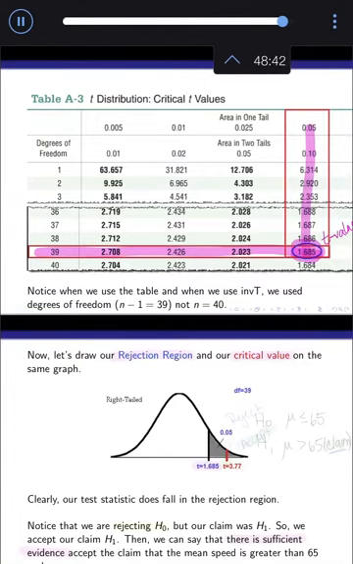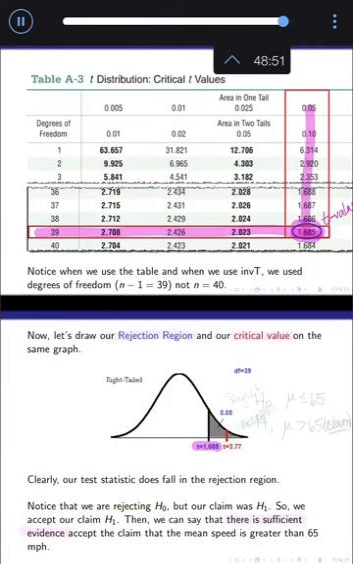Now that we have the rejection region, what do we do with it? We found that our rejection region value was t equals 1.685, and our test statistic value was 3.77. If we put that on the same picture, notice the test statistic does fall in the rejection region. If it does fall in the rejection region, what does that mean? It means we're going to reject H0.